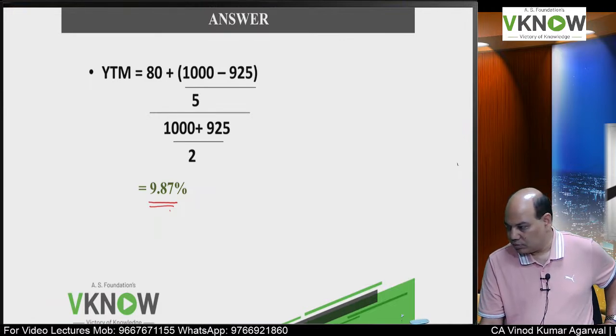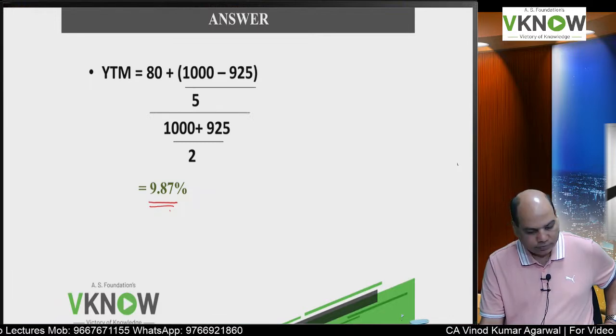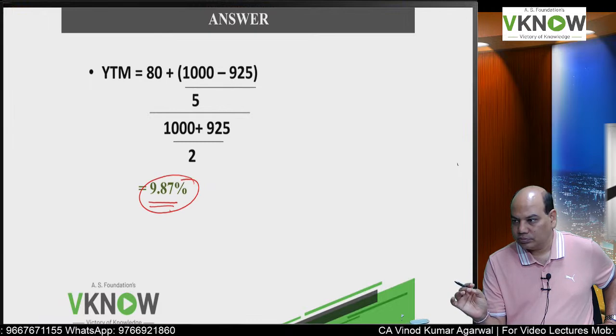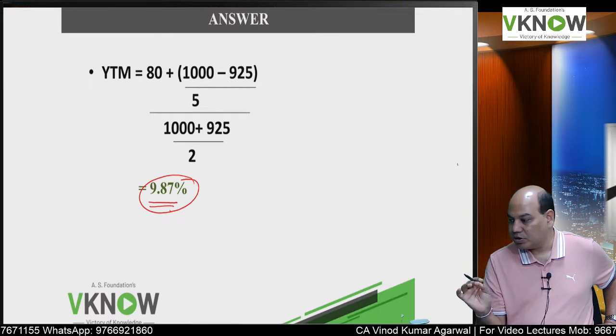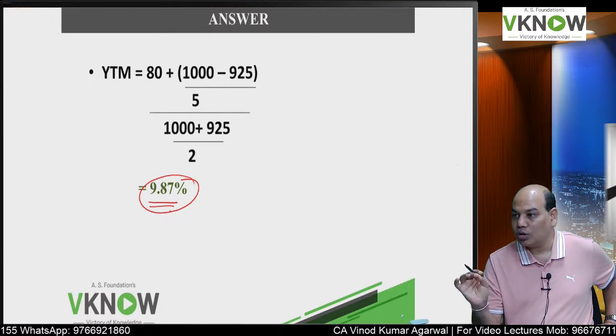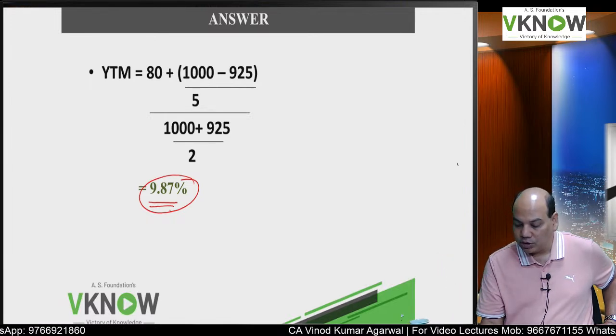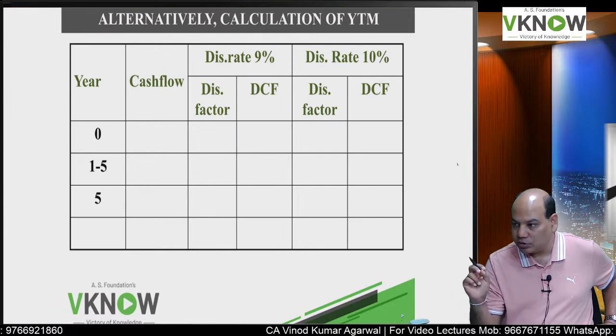Check the calculation. 9.87%. Is it right, everybody? Yes. Now what I'll do, I will solve by the IRR technique also. Sometimes in the exam they specifically ask you to solve by the IRR method. That means you have to give importance to time value of money also.